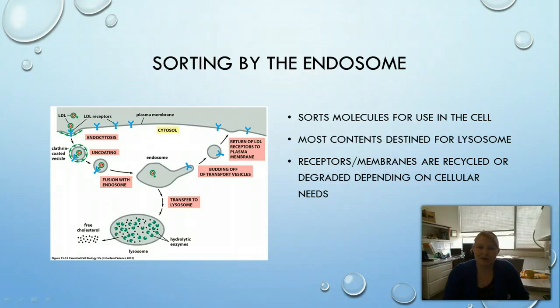The receptors in the membrane, after they're brought to the endosome, are recycled or degraded, depending on the needs of the cell. So if we needed a whole lot of this one specific molecule and now we don't, the receptors will be degraded. But if this is something we need continually, those receptors will be recycled and sent back to the membrane.